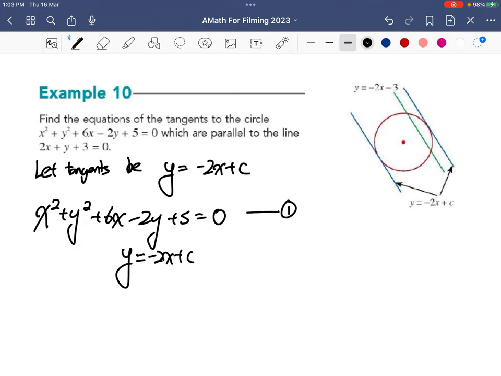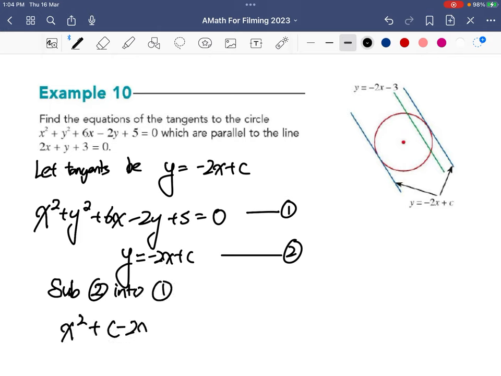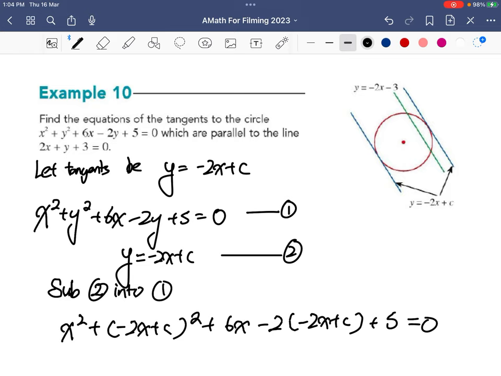There is no way to solve this by simultaneous equations, because there are 3 variables to solve. There's x, there's y, and there's also c. In this case, we'll be unlikely to be able to solve this, but we'll still try anyway, by using something we have learned from a previous topic. So first, I'll say sub equation 2 into equation 1. So I get x squared plus (negative 2x plus c) squared plus 6x minus 2 times (negative 2x plus c) plus 5 is equals to 0.